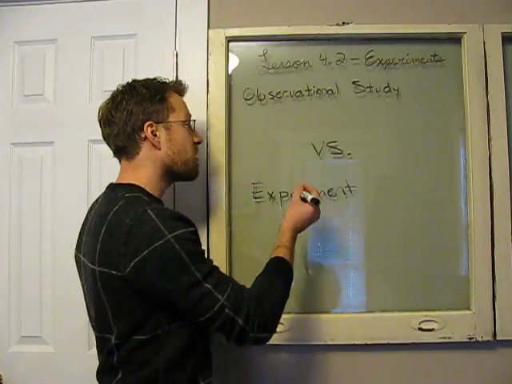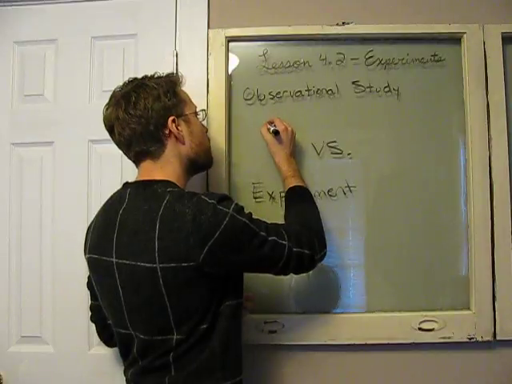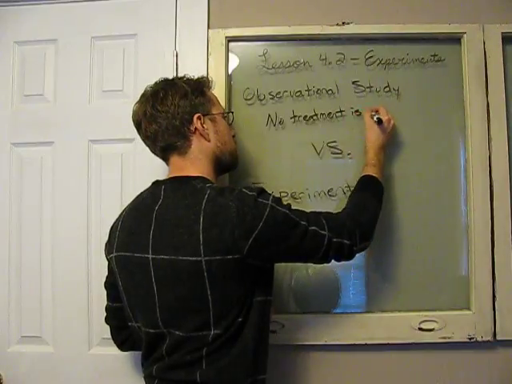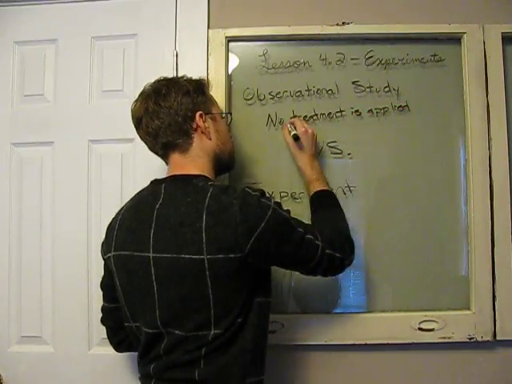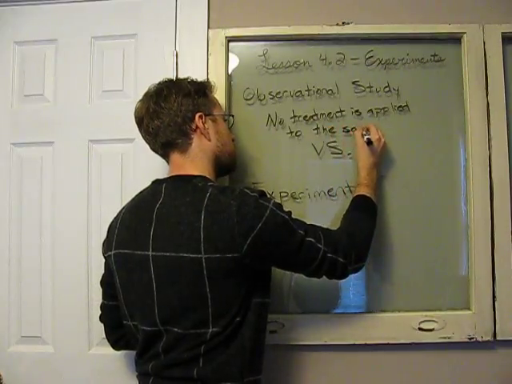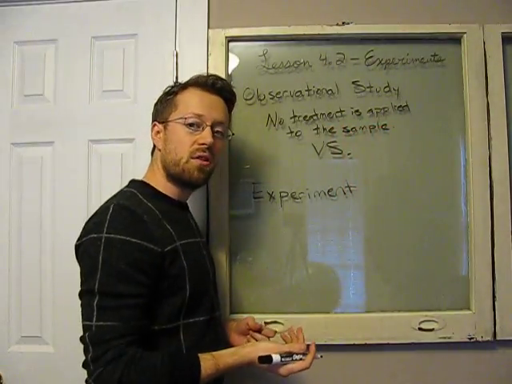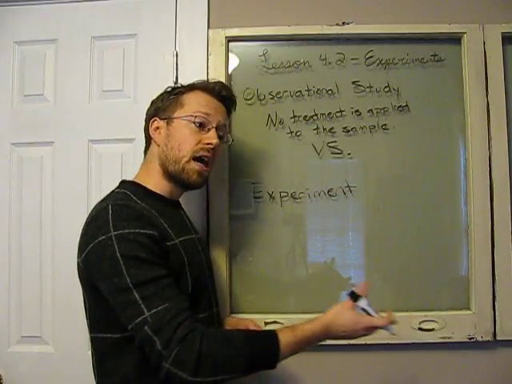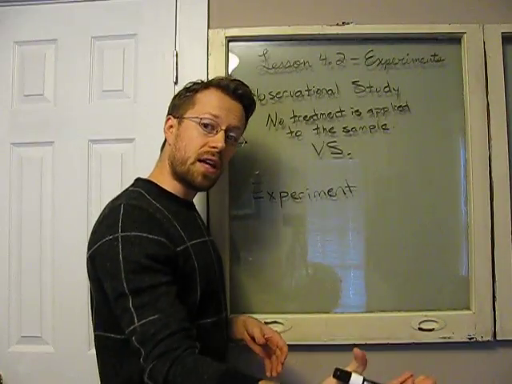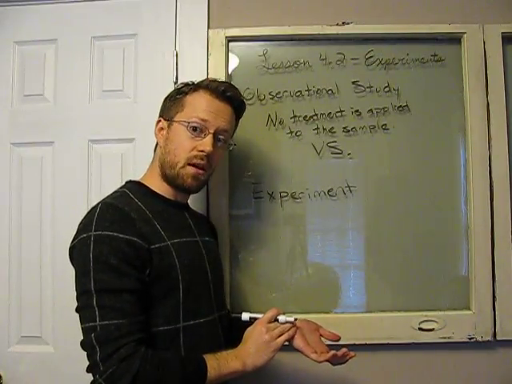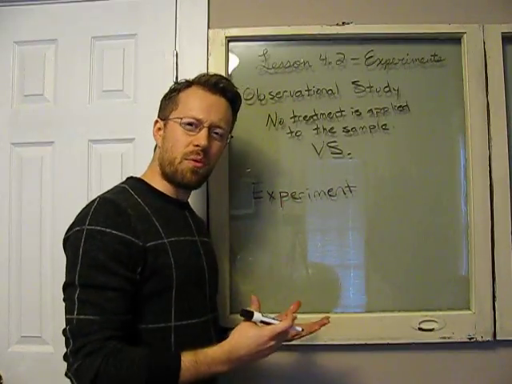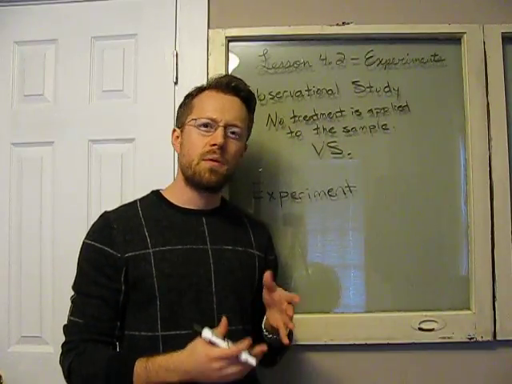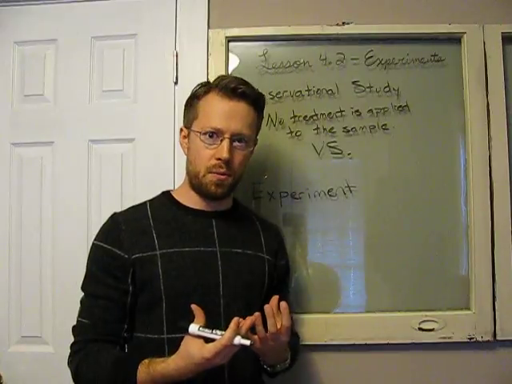An observational study is a study where no treatment is applied. I'm simply looking and seeing what's already there. Maybe I look at caffeine drinkers and measure their pulse rates, and I look at non-caffeine drinkers and measure their pulse rates, and I compare the two groups. The problem with that is that in an observational study for this situation, there could be other what we call confounding variables.